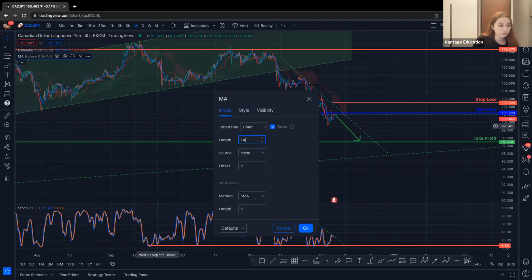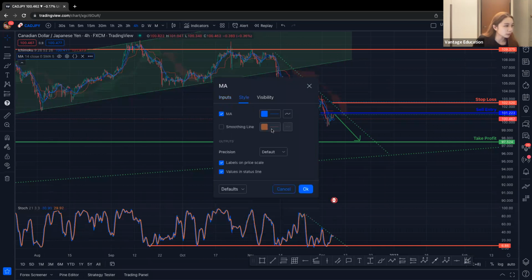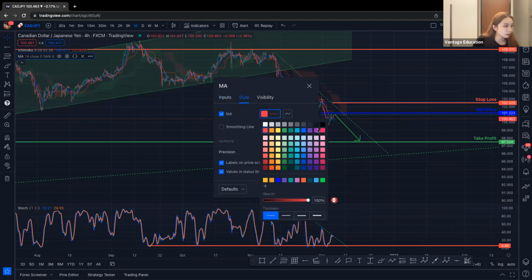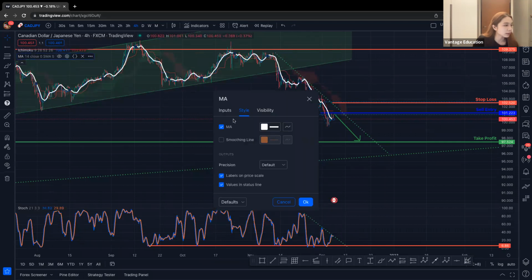114. I would need to make this another color, if not, you guys can't see. All right, so in an uptrend, normal, and it's capturing all the highs. I think it could do slightly better.